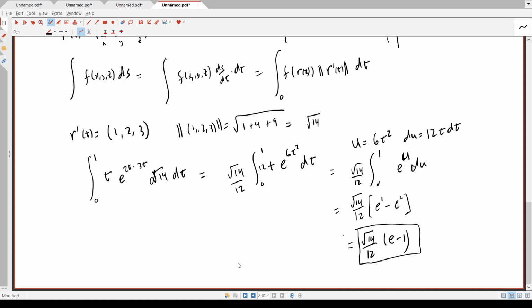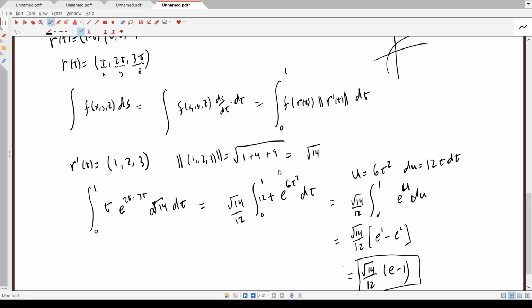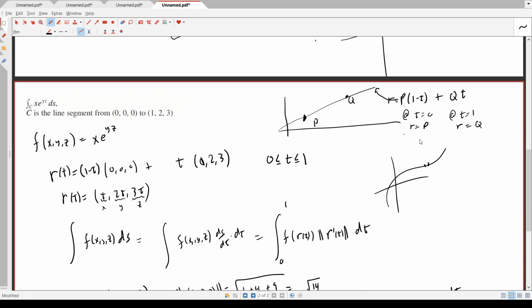Yes, that is correct. If you get this backwards, like the 1 minus t and t, all that means is you're going to be starting here and going here instead of starting here and going here.